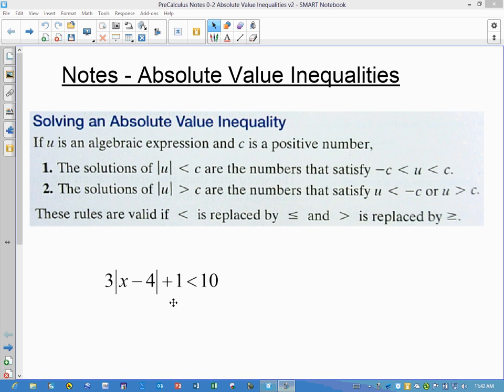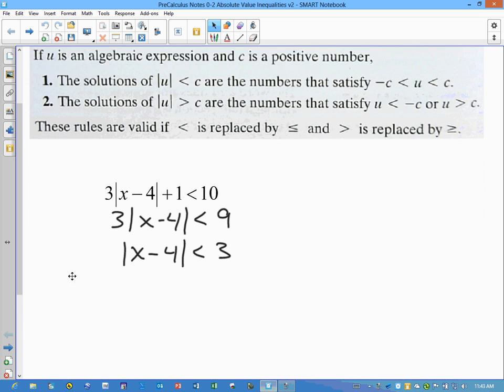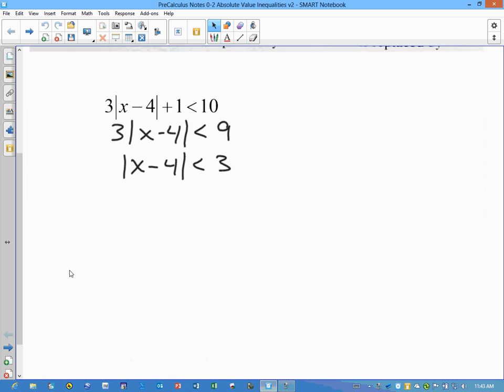So we're going to subtract 1 from both sides, and that will give us this. And then we don't want 3 times the absolute value, we want just the absolute value. So we're going to divide both sides by 3, which would give us this line. Now once we have it down to absolute value, then inequality, and then number, we're ready to break it up into our cases. And let's look at how we do that.